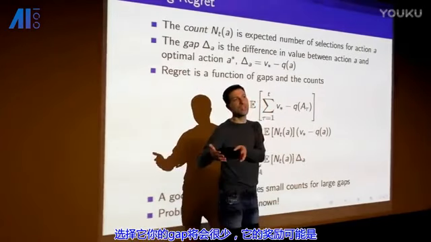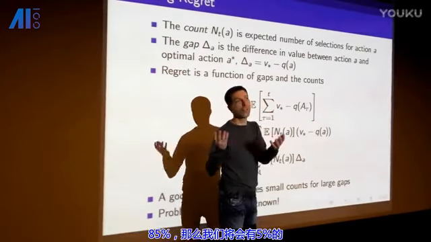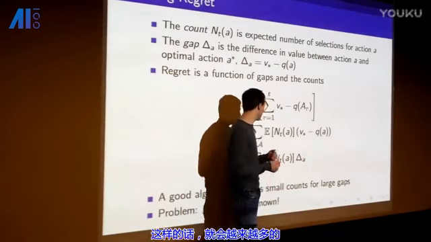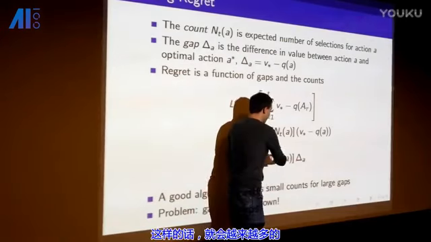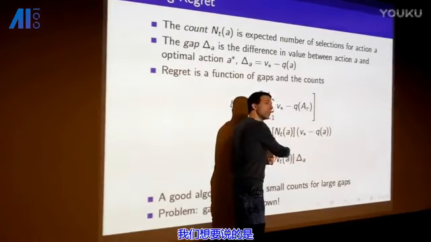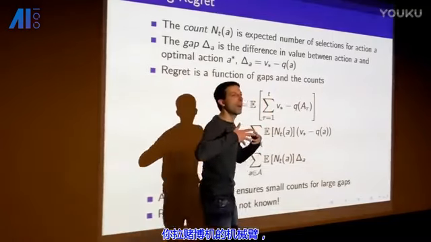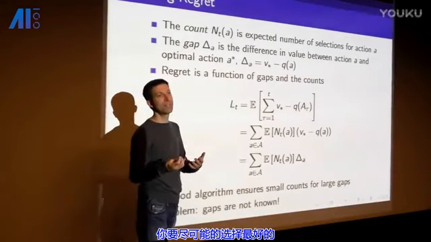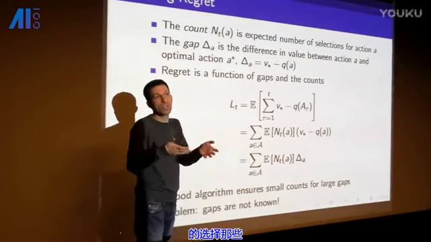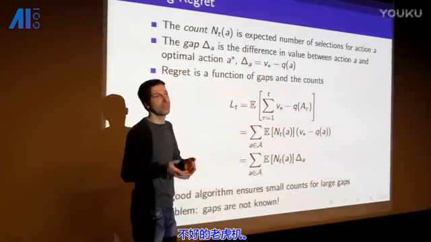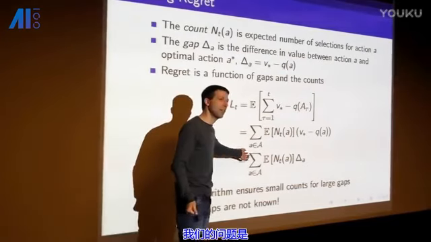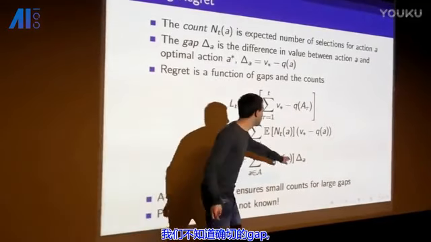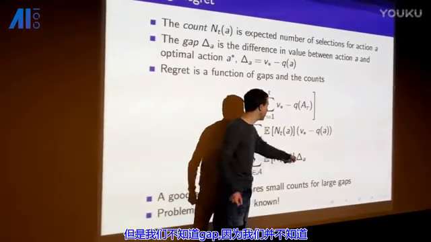Whereas if there's another machine which has a small gap, maybe it pays out 85% instead of 90%, and the gap is only 5% now, you're okay with playing that one more and more. So what you really want is to pick the actions which are best as often as possible, and pick the actions which are worst as infrequently as possible. It's intuitively obvious, but this is just saying it in math. And the problem is that these gaps aren't known. We can count how many times we pick an action, but we don't know the gaps because we don't know V star.